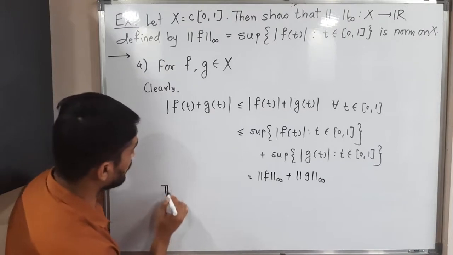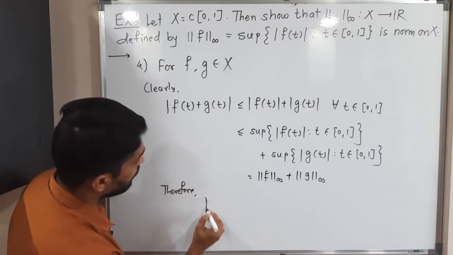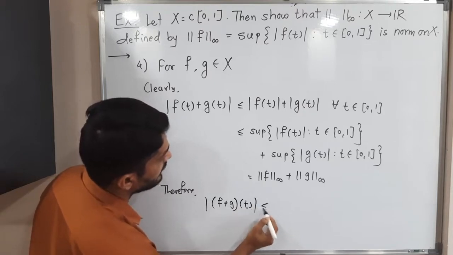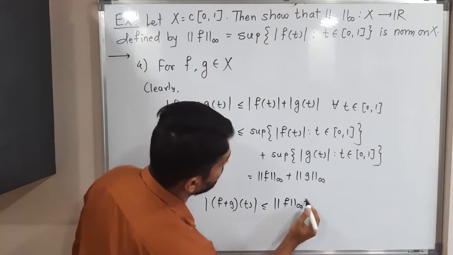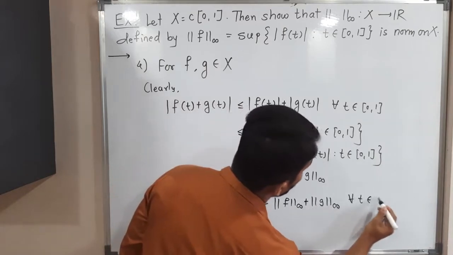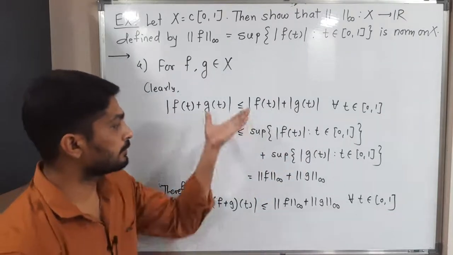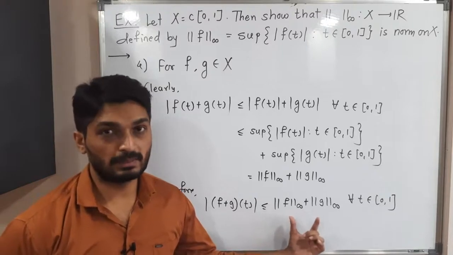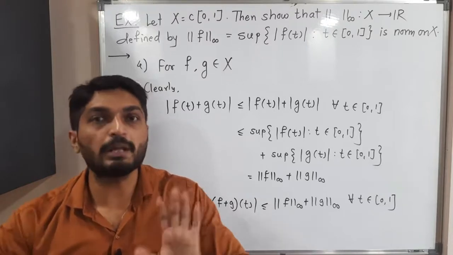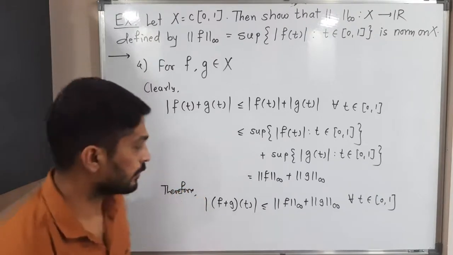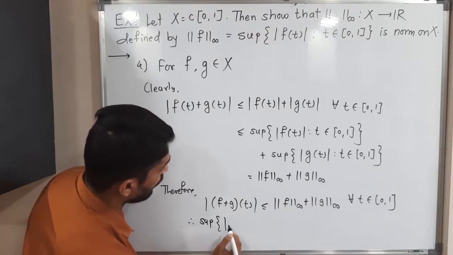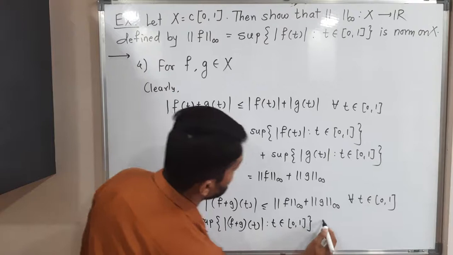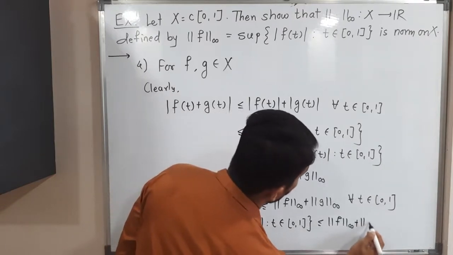So let me write finally, therefore, what can we write? Therefore, mod, okay, you can take t common. That means you can write the same thing in this way: mod of f plus g of t is less than or equal to, this inequality we have got, norm f infinity plus norm g infinity, and this is true for all t belonging to the closed interval 0 1. Getting? This is true for all t. So from this one we have got this conclusion. And this is true for all t. So if this one is less than or equal to this fixed number, these are two fixed numbers, getting? Then 100% we can take its supremum is also less than or equal to this one. So therefore, supremum of mod f plus g of t, t belonging to the closed interval 0 1, is less than or equal to norm f infinity plus norm g infinity.